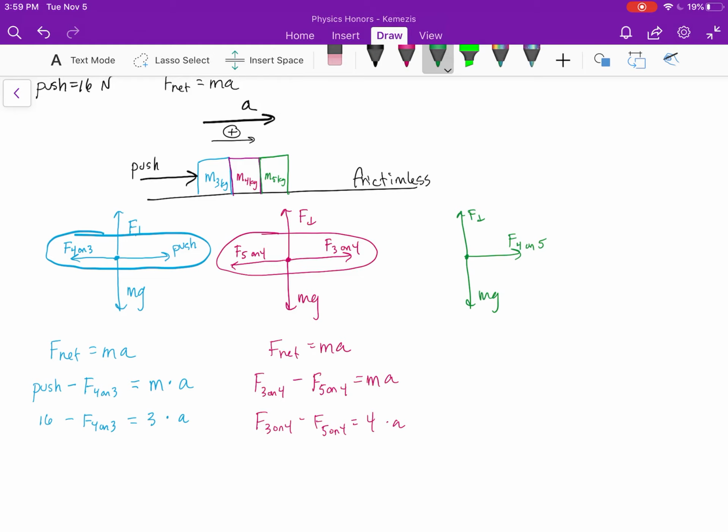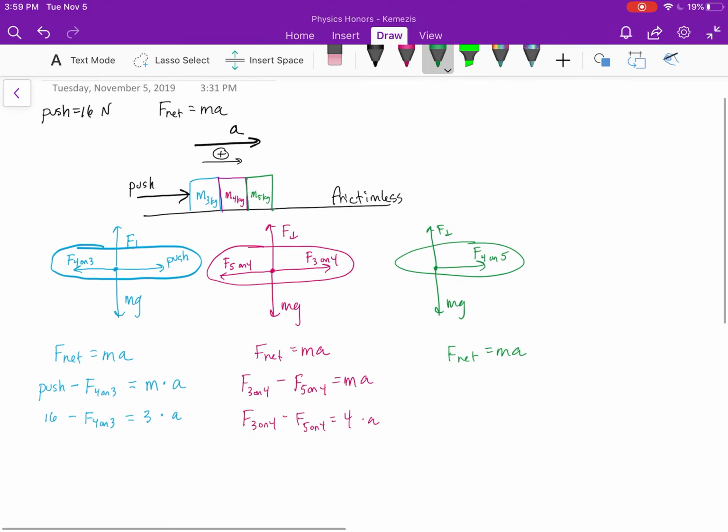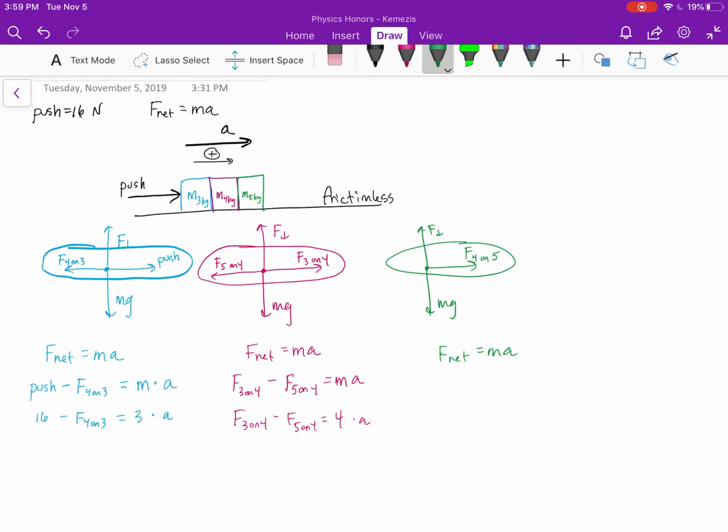And if we come over to our last object, again, F net is equal to ma. The only force in the direction of motion, in the horizontal plane, for box 5 is just that F4 on 5. So that's like grandma gives you $100 and you owe nobody nothing. So your net gain is 100. So the net force for the 5 kilogram object is just F4 on 5. So box 5 is able to move solely due to the push that 4 is giving to it. And that's equal to mass times acceleration.